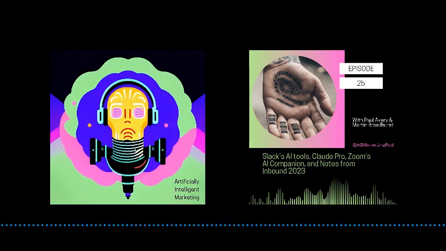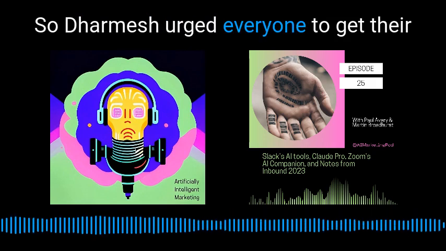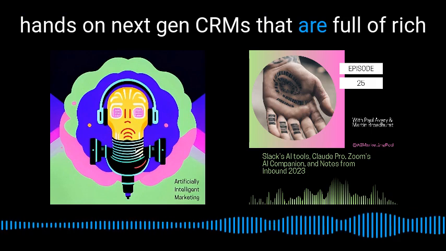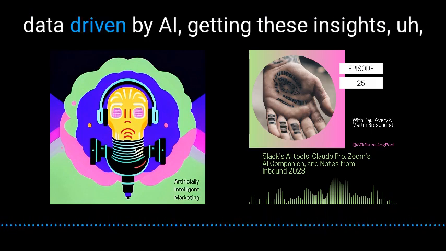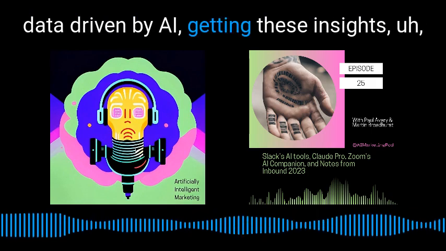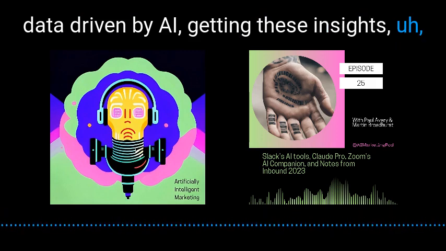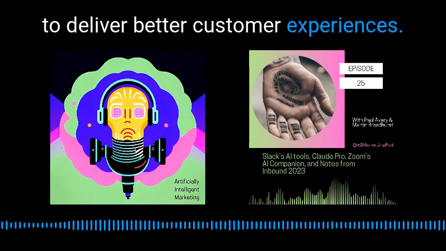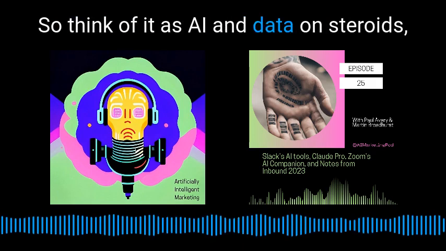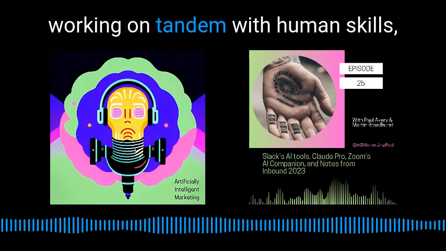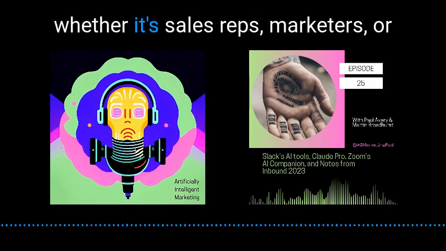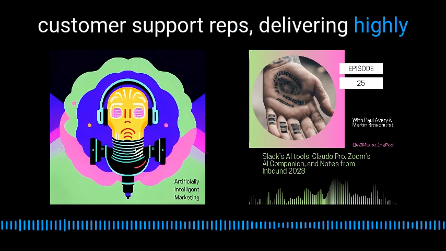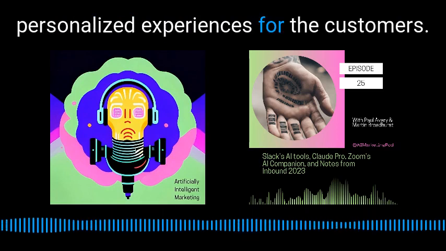So Dharmesh urged everyone to get their hands on next-gen CRMs that are full of rich data, but driven by AI, getting these insights pulled out of the data so that you're able to deliver better customer experiences. So think of it as AI and data on steroids working in tandem with human skills, whether it's sales reps, marketers, or customer support reps, delivering highly personalized experiences for the customers.